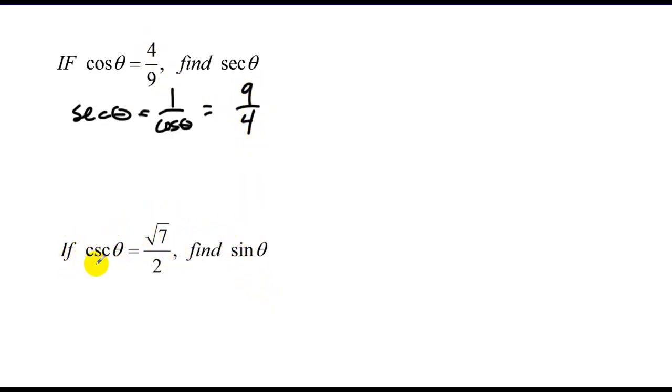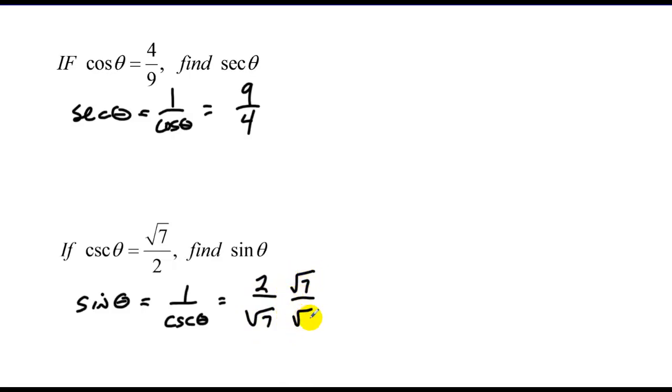Likewise, I have the cosecant is equal to √7 over 2, and I want to find the sine, but I know sine of theta is equal to 1 over the cosecant of theta. Those are also reciprocals. Therefore, I know that 2 over root 7 is equal to the sine of theta, and I'm going to rationalize. So I have 2 root 7 over 7.